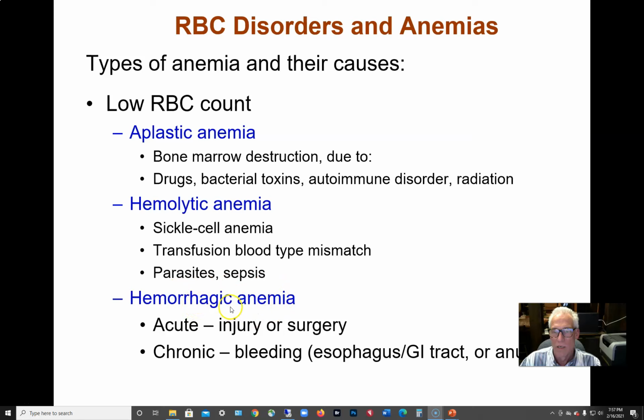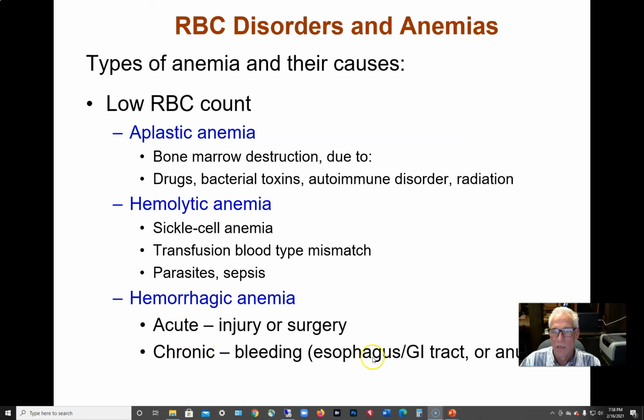Hemorrhage means to bleed. You can have either an acute hemorrhage, losing a lot of blood in a short time if you have a traumatic injury, a car crash, or who knows what all, or have a major surgery in which you've lost a lot of blood, then you'll have anemia for a time until your red bone marrow can catch up and replace those red blood cells. You may, of course, also have some transfusions, some blood cells introduced into your body from outside.